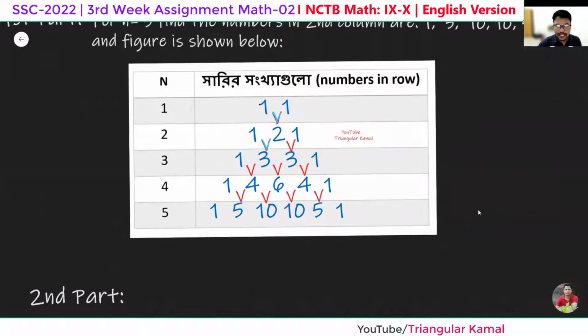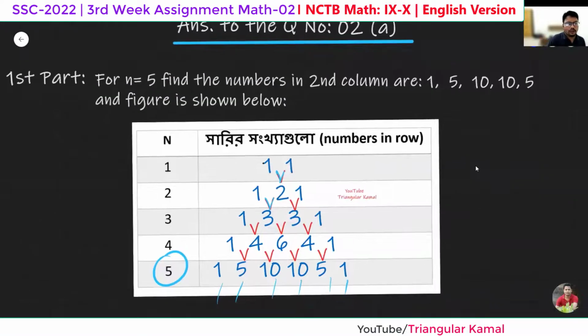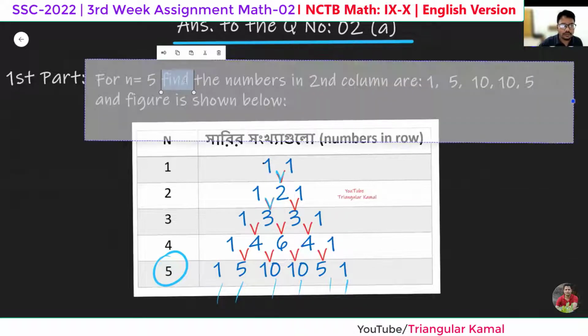By using the same sequence for 5, 1 plus 4 equals 5, 4 plus 6 equals 10, 6 plus 4 equals 10, 4 plus 1 equals 5. So the initial is 1 and the ending is 1. So for n equals 5, the numbers are 1, 5, 10, 10, 5, 1. This is our first part answer: for n equals 5, the number in the second column is 5. For n equals 8, we have to find it and write it here.